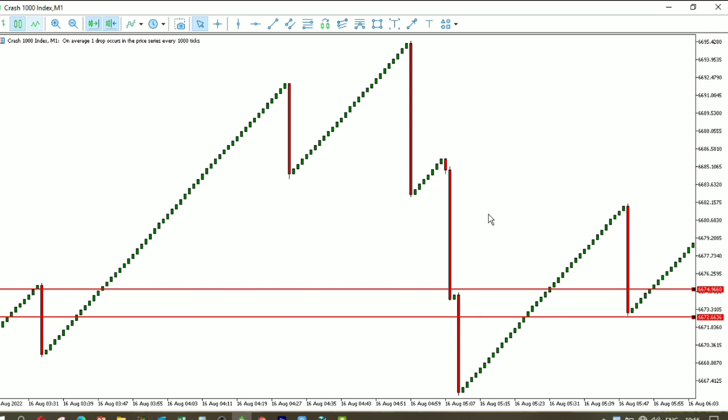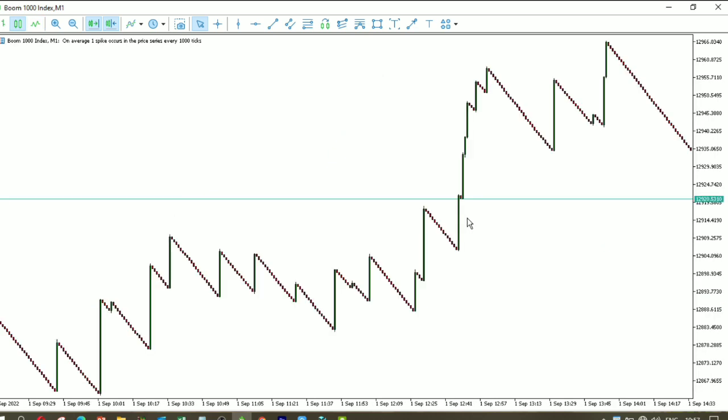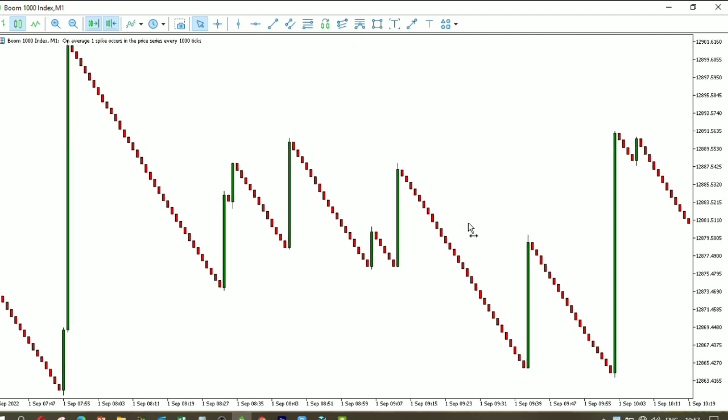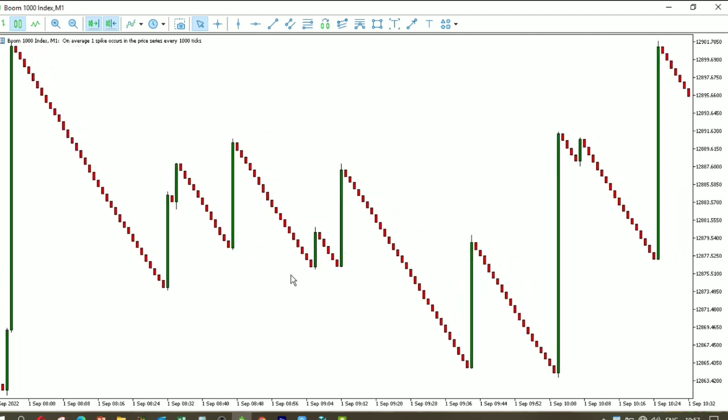So now let me show you exactly step by step how to catch spikes on this market. So I'm going to go to the boom market first so that I can show you how to catch the spikes in the boom market. So this is the boom 1000, right? With this boom 1000, if you want to catch spikes here, it simply means you are going to be placing buy orders, right? We are always going to be looking to place buy orders.